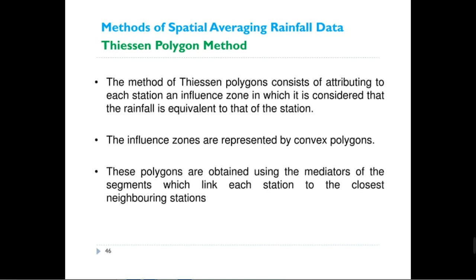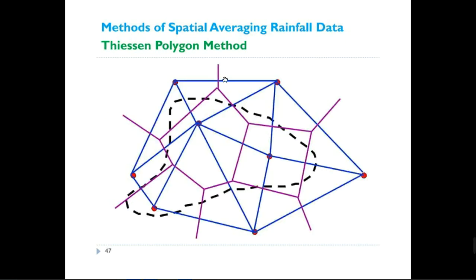In the Thiessen polygon method, the polygons consist of attributing to each station an influence zone in which the rainfall is considered equivalent to that of the station. The influence zones are represented by convex polygons. These polygons are obtained using the perpendicular bisectors of segments which link each station to the closest neighboring stations. Okay, the methods of spatial rainfall data, Thiessen polygon method.